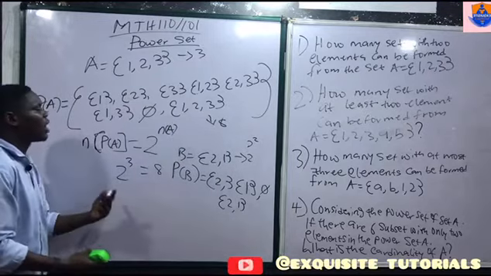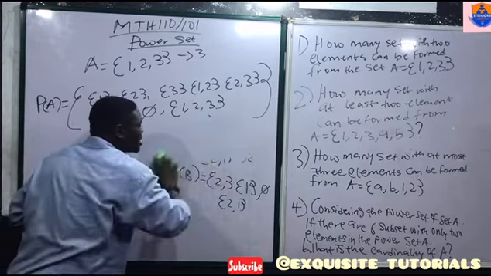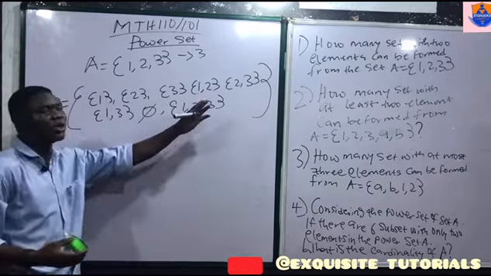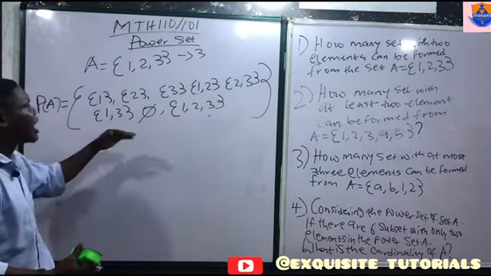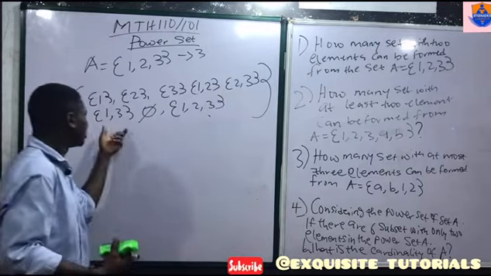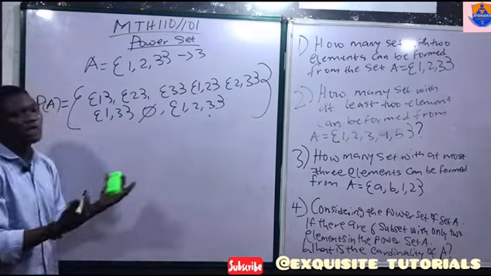Now, what if you are asked, in this power set, how many subsets have only 2 elements? You have 1, 2, 3. 3 subsets have only 2 elements. So that's a possible question.